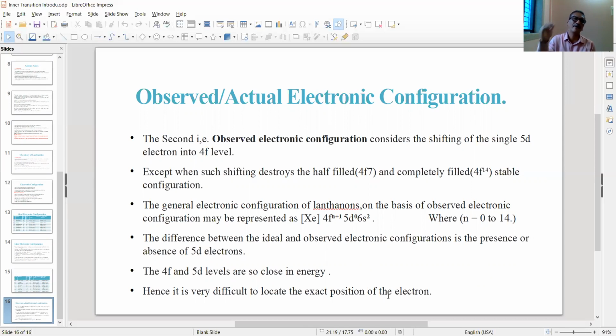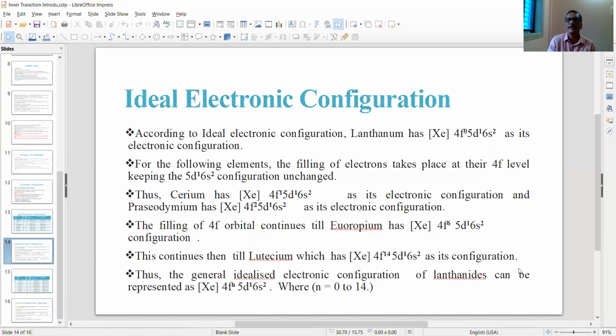Once the electron is in the 5d orbital, it can go to the 4f level, and subsequent electrons go to the 4f orbital. By the Aufbau principle, electrons enter the orbital with the lowest energy first. That is why the electron from 5d enters the 4f orbital. Therefore, it is very difficult to locate the exact position of the electrons in the lanthanides. That is the reason the shifting from the d to the f orbital takes place in the observed configuration.